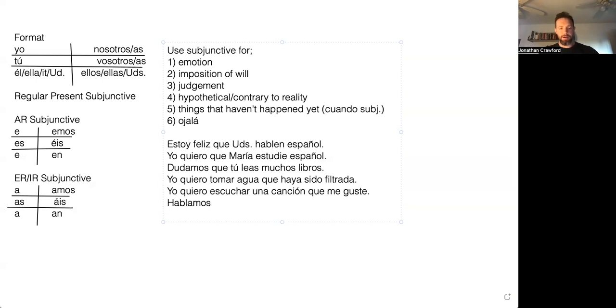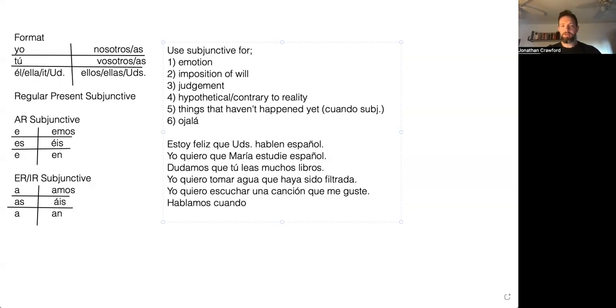Hablamos, that means we talk. Haven't talked about the present, or I mean the future tense. But if I wanted to use a future tense, I could say hablaremos, right? But I can get away with saying hablamos. And that's what's so cool about the present tense in Spanish. It's very versatile. You can use the present tense to talk about the future.